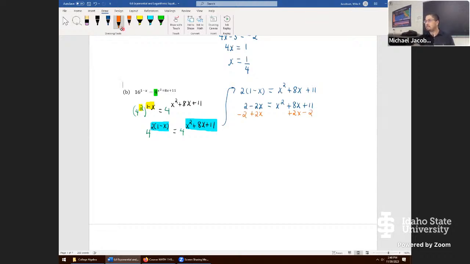Subtract 2 from both sides. Here's just a quick tally bar, and we get 0 equals x squared plus 10x plus 9. So that's our quadratic equation to solve. And you could hit it with a quadratic formula. There's no harm in doing that. But if you see a faster way, it's always good to take the simpler strategy.